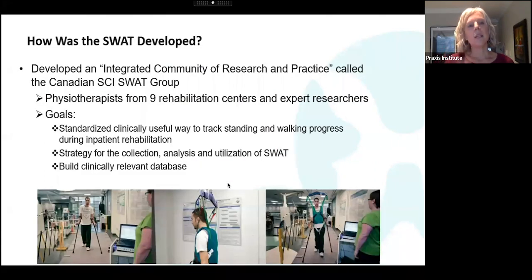And so the Praxis Spinal Cord Institute brought together a group called the Canadian Spinal Cord Injury Standing and Walking Assessment Tool Group. And really what that was was an integrated community of research and practice. So it involved frontline physiotherapists from 9 rehab centers, as well as a group of expert researchers from across the country. And the goals of this group were to standardize a clinically useful way to track standing and walking progress for clients during inpatient rehab. Also to develop a strategy to start to collect that information and use it, and to build a clinically relevant database where we could access that information being collected by therapists.